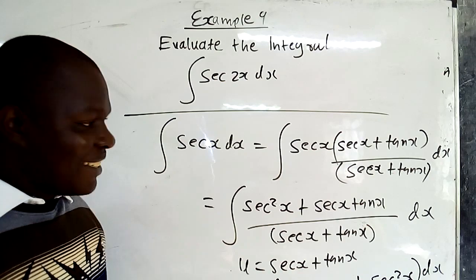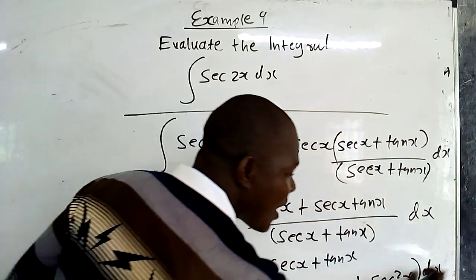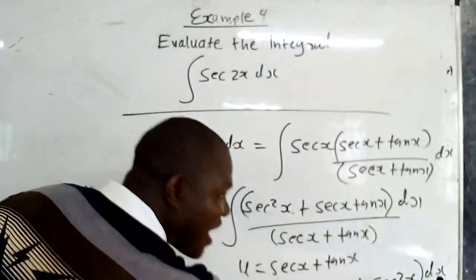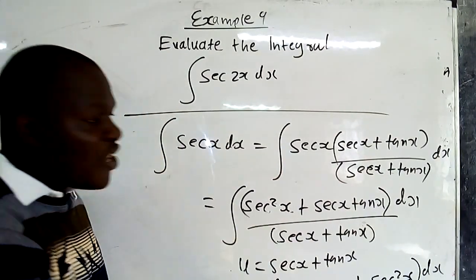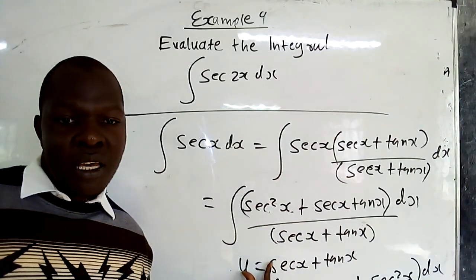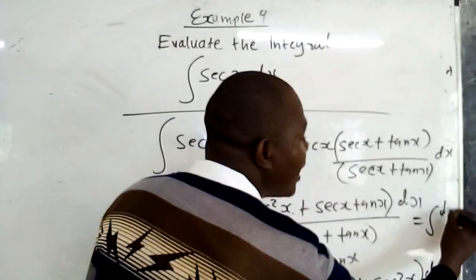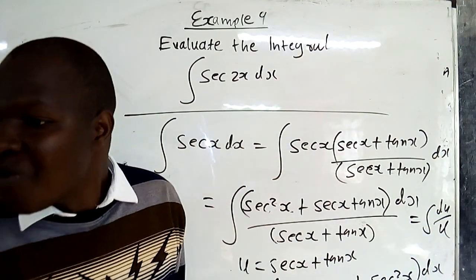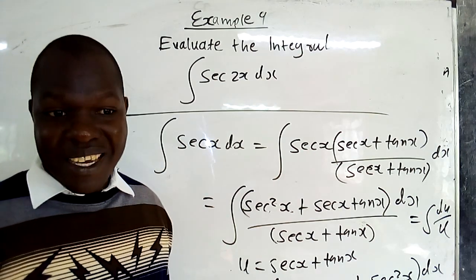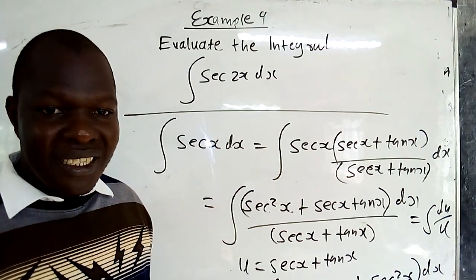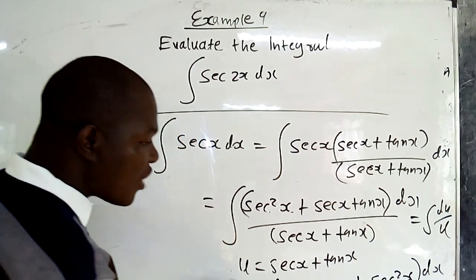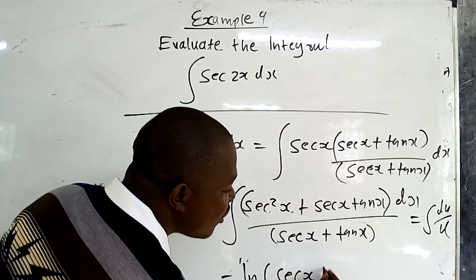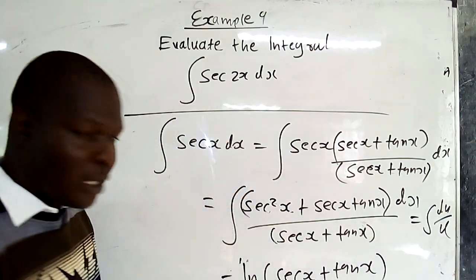See the numerator, you have sec x tan x plus sec squared x, dx. The whole of that numerator is du. And the denominator you let be u. Meaning here what you have is du over u. What is du over u? Standard integral, ln of u. So what is ln of u? u is sec x plus tan x.